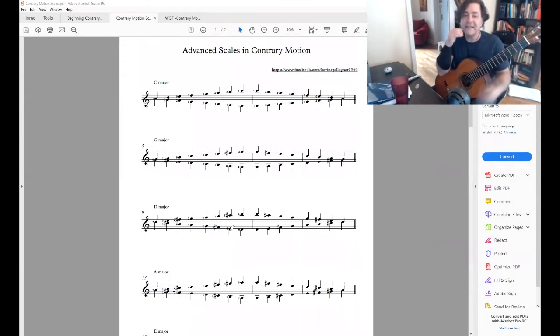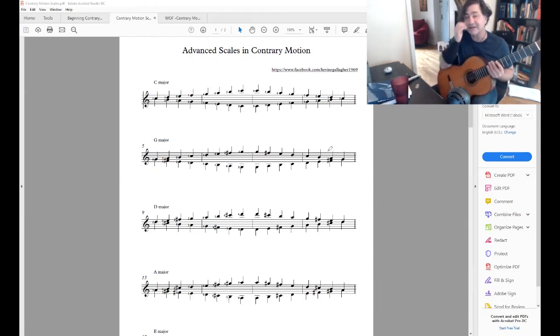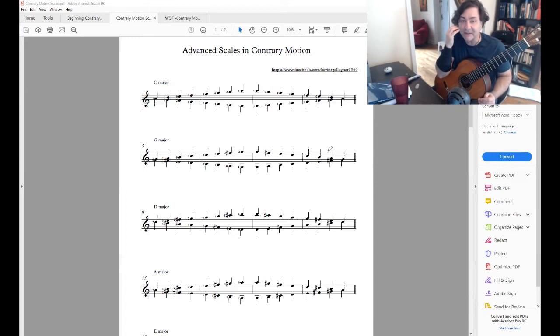Okay, so these scales, they have fingering. I don't put in the fingering for the second half a lot of the time because I want people to try to think of the notes and beyond the fingering. If you need to write in the fingering, that's fine. But ultimately you want to get to the point where you're thinking about the notes you're playing and not just the fingering.